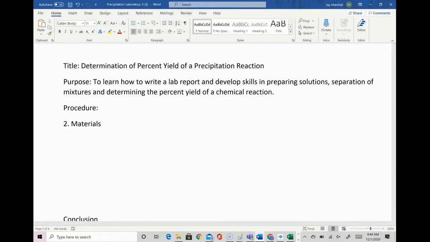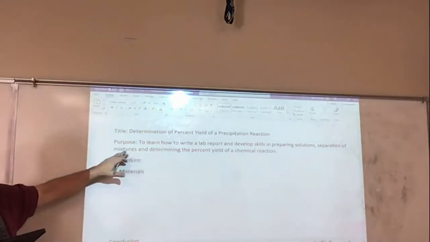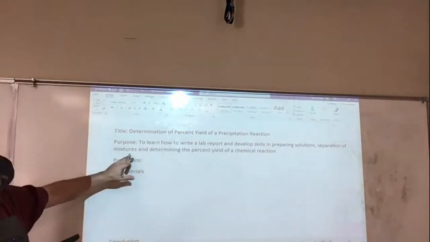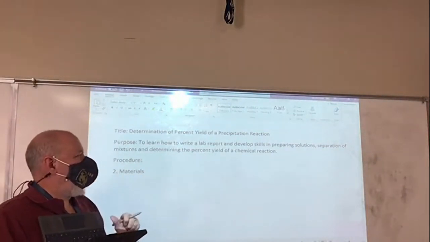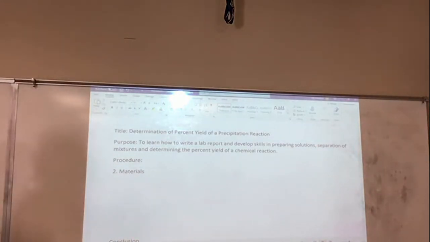Determination of percent yield of a precipitation reaction was our title. And I changed our purpose a little bit. What we ended up doing in this was we used this to learn how to write a lab report and develop skills in preparing solutions, right? In separation of mixtures, right? We used the filter to separate the mixture, and then we developed skills in learning how to determine the percent yield of a chemical reaction. So this is something that we'll have available to us throughout the rest of the year. These are things that we'll have in our toolkit, okay?